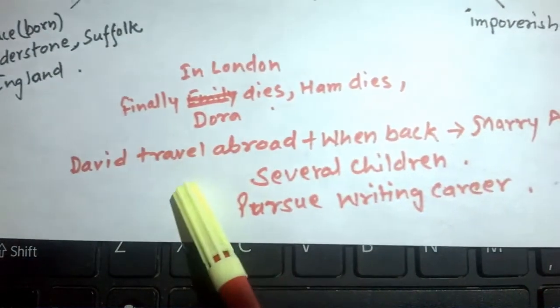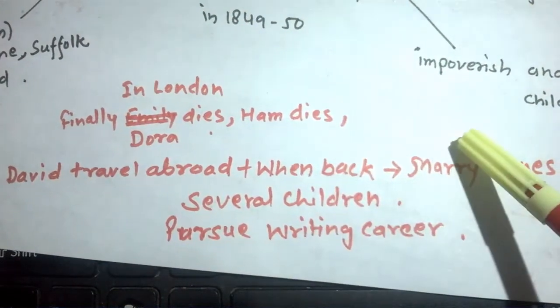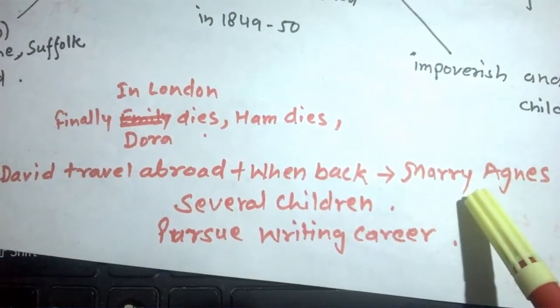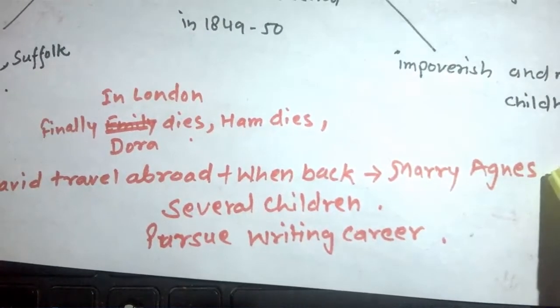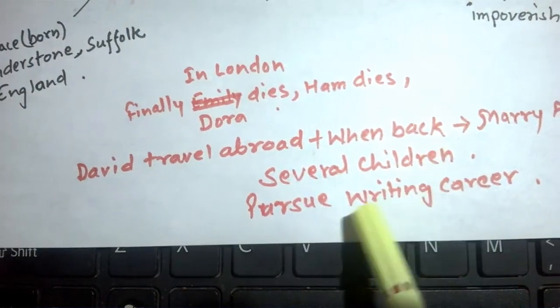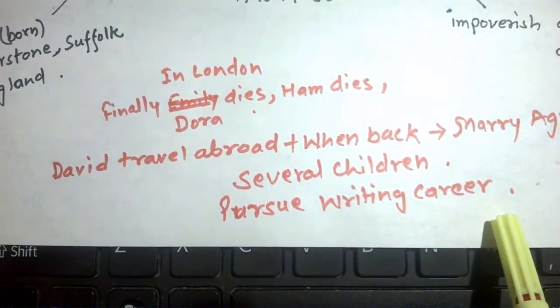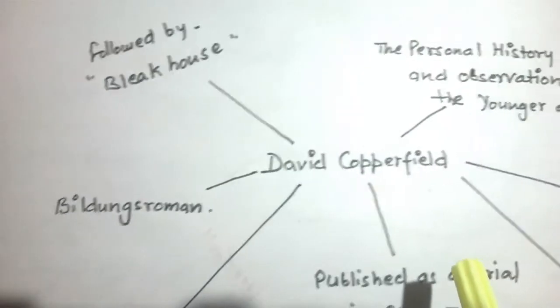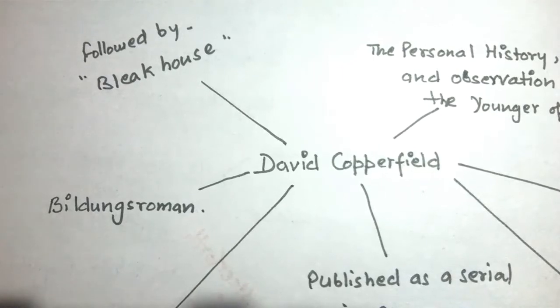Then David travels abroad here and there, and when he goes back to his place in London, he finds Agnes there, and he marries her. They had several children, and he pursues a writing career. He becomes a writer. Hopefully, it helped you, dear, and you will share this story with your friends.